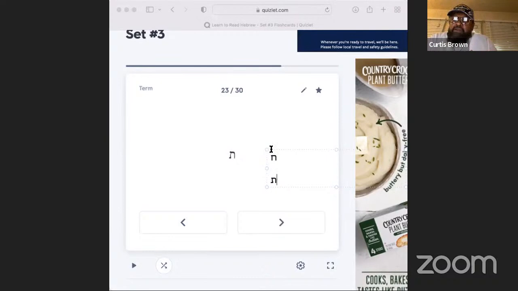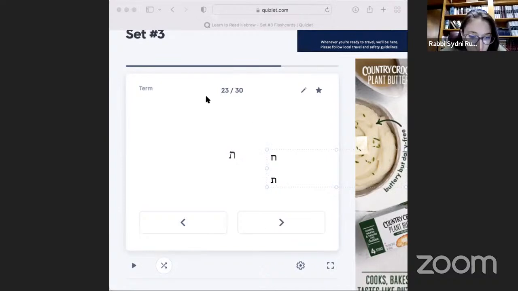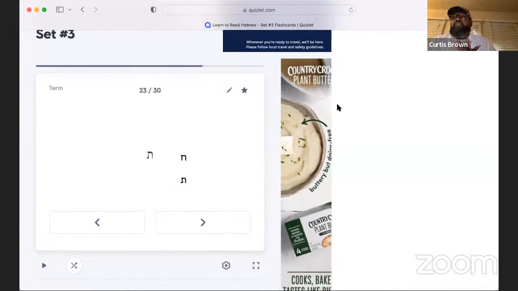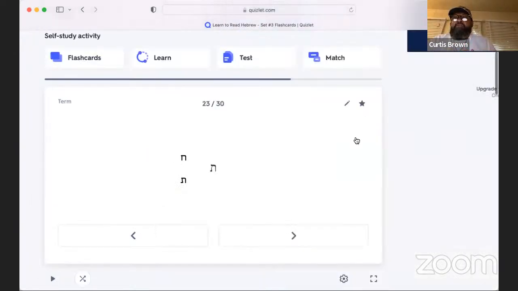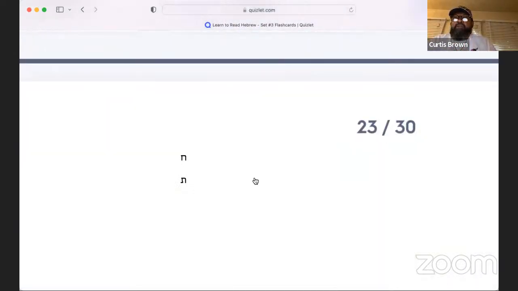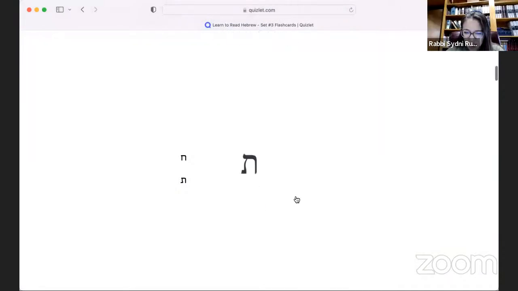Yeah, let me try to. The stuff that I'm typing, or the screen itself? The screen itself. Okay, let's see if I can. There we go. Is that any better? That helps a lot. Yeah. Great.